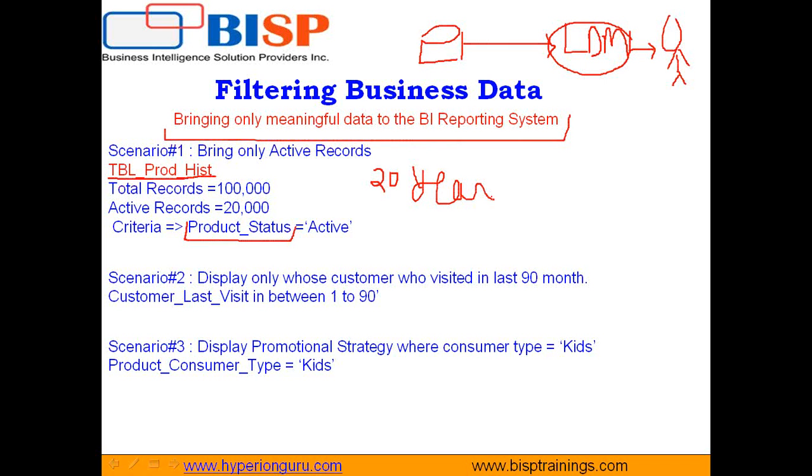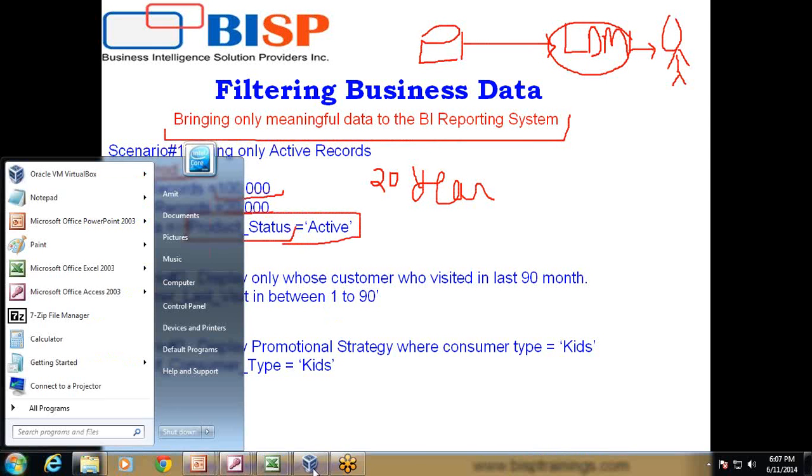And we have not deleted any records from this table. The records are getting accumulated over a period of time. So over a period of time, the volume of data in this table becomes so huge. It is shown over here. There are 100,000 records, but out of 100,000 records, only 20,000 records are meaningful for BI reporting. Business users like to see only those products which are active. We have got two kinds of products, active product and retired product.